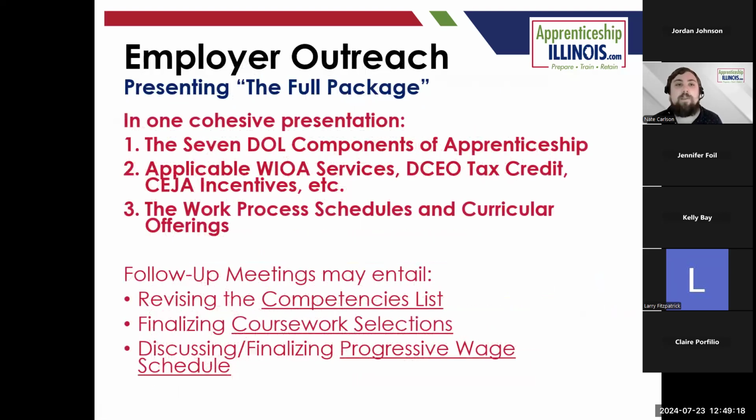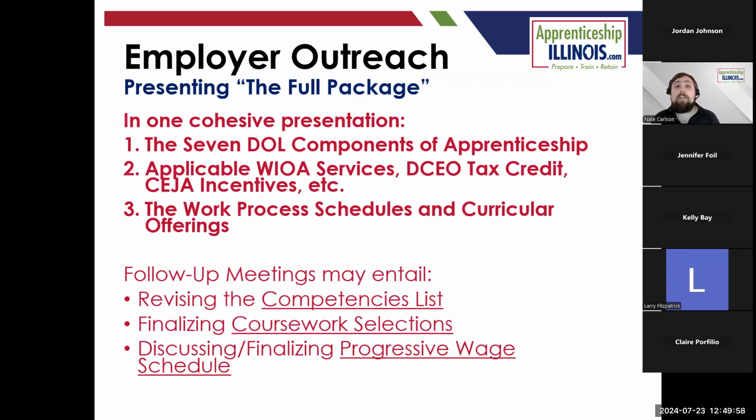So once we have researched the competencies and we have looked at the coursework, we're then going to move along to presenting the full package. And so we're going to present the 7 components of apprenticeship to make sure the employer knows what's going on. We're going to present applicable WIOA services. We mentioned before, incumbent worker training is a huge opportunity that could be utilized to upskill existing workers through those funds. We're going to communicate about the DCO tax credit that's sunsetting at the end of this year, but additional incentives TBD. CJA incentives is a huge thing that's coming down the pipeline.